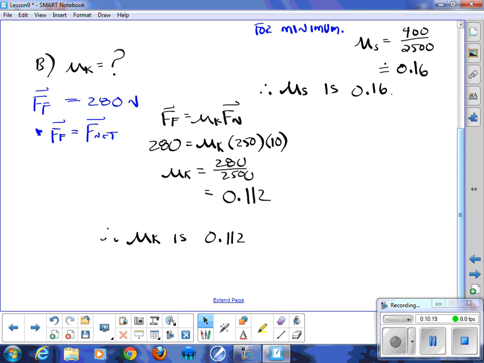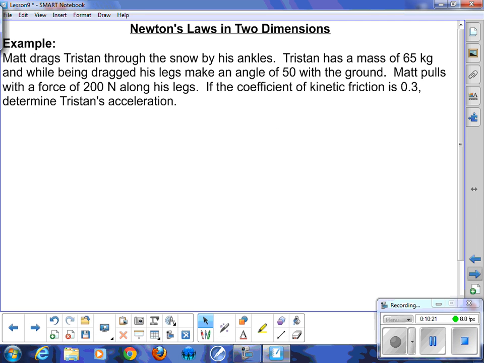Next slide, I guess. So now we're going to look at Newton's law in 2 dimensions, and we're going to combine this with some of the stuff we already talked about. So Matt drags Tristan through the snow by his ankles. We know Tristan has a mass of 65 kilograms, and while being dragged, his legs make an angle of 50 degrees with the ground. So basically we have someone being dragged through the snow by another individual. All right, and we know the angle is 50 degrees.